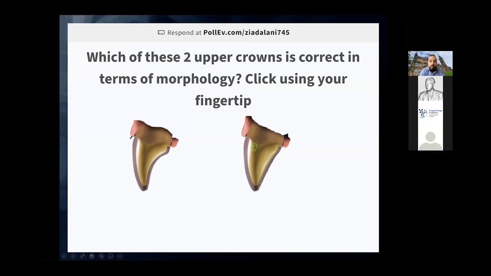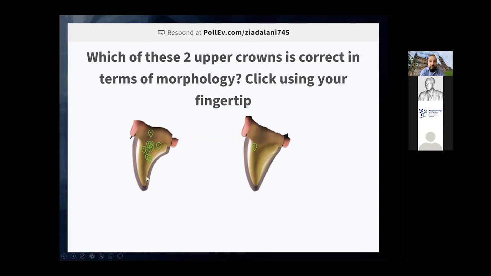I want you, using your fingertips, yeah, I've got some locations here. Just click on the photo which you think is the correct shape of a crown in terms of morphology. So I have participants clicking on this shape. I have now participants clicking on this one here. Okay, let's see who's the winner for this one. Okay, more clicks on the one on the left-hand side. Okay, few on the right-hand side only. Let's see. Keep on clicking, guys. Okay, more to the left-hand side. Yes, I think, yeah, this makes sense.